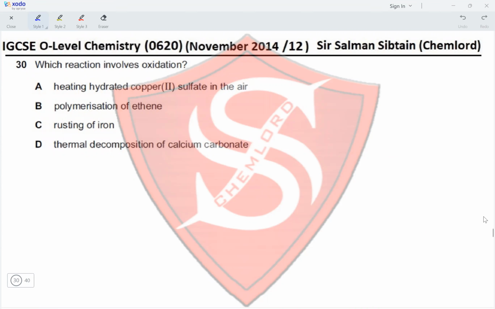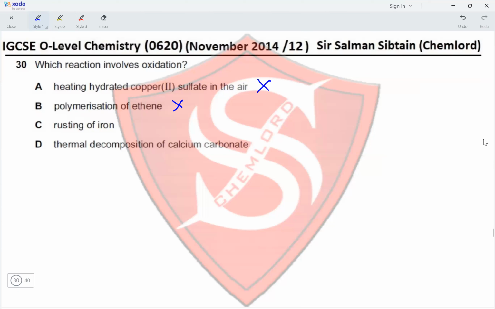Question 30. Which reaction involves oxidation? Heating hydrated copper sulfate in the air. So when we heat copper sulfate in the air, water is removed. So this would not be oxidation, it would be dehydration. Polymerization of ethene. Double bond opens up and the monomers are added together in the polymer chain.